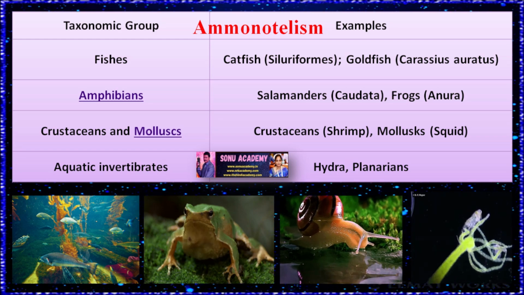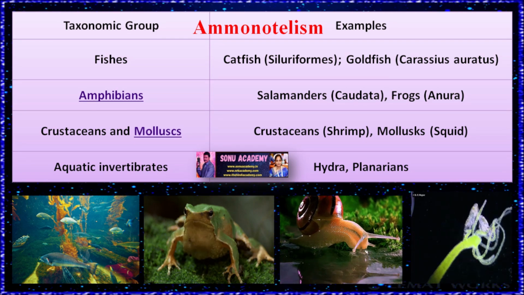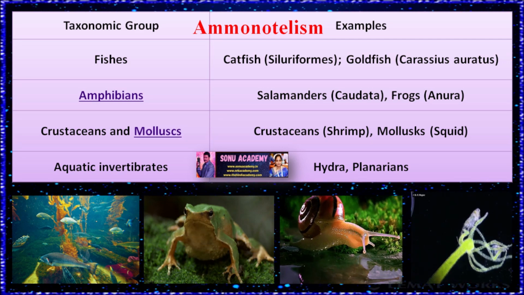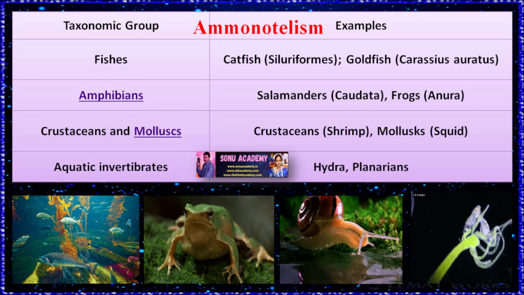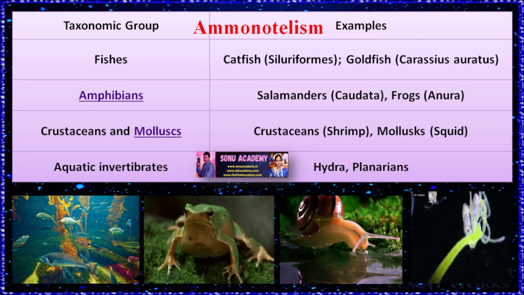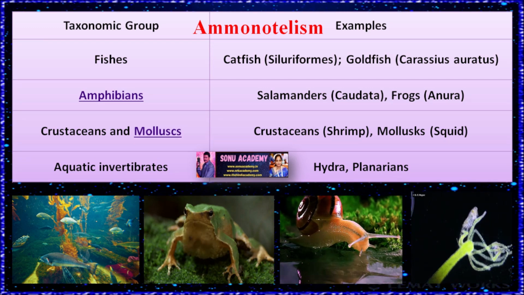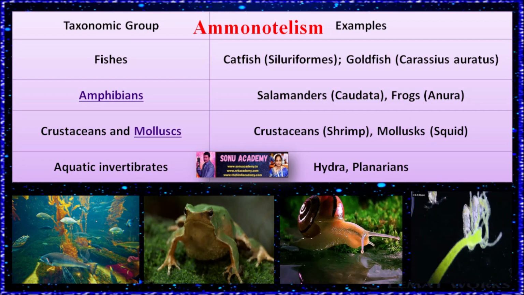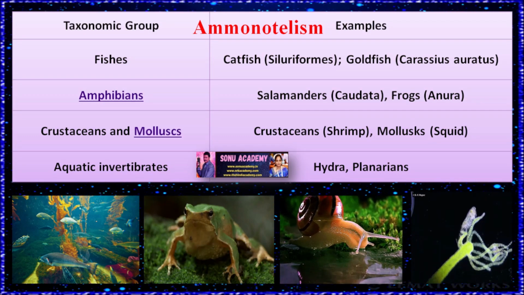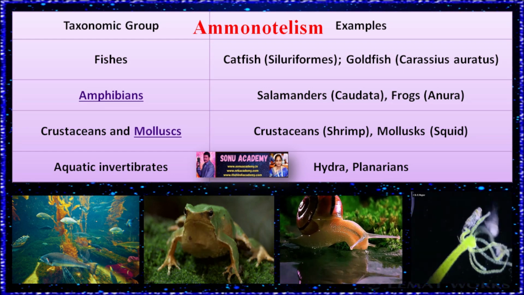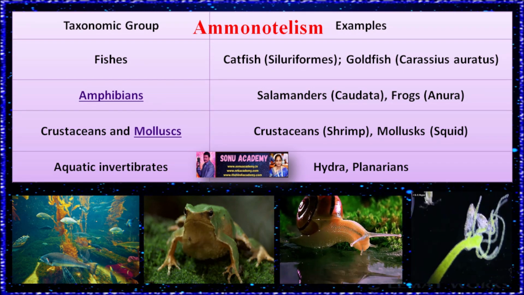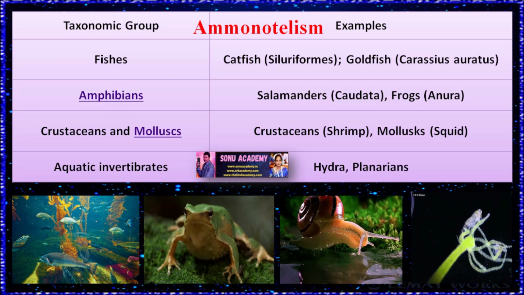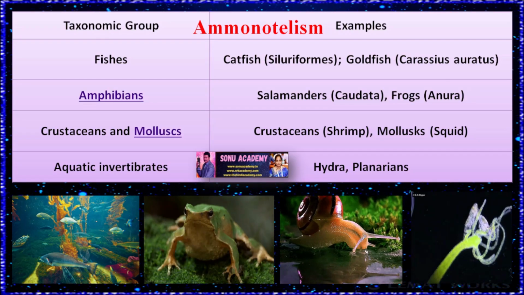Children, now let us look into ammonotelism examples. Ammonotelism is found in many different taxa, especially in aquatic ecosystems. A few examples are given below. Among fishes, examples are catfish and goldfish. Among amphibians, salamanders and frogs come under ammonotelism. Then crustaceans and molluscs, examples are shrimp and squid. Then aquatic invertebrates, hydra and planaria, are examples of ammonotelism.